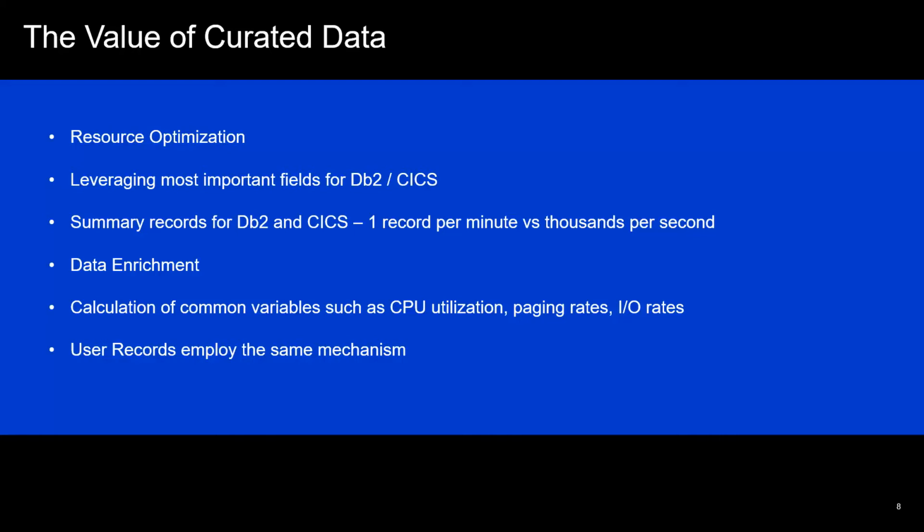Data enrichment is another aspect of data curation. If you've ever looked at SMF records, you're probably well aware that the values that you might be interested in, such as CPU utilization, are not provided directly in some of the records. You need to create a derived quantity by doing math on multiple fields to arrive at the value you're interested in. So Common Data Provider and IZOA provide that through data curation.